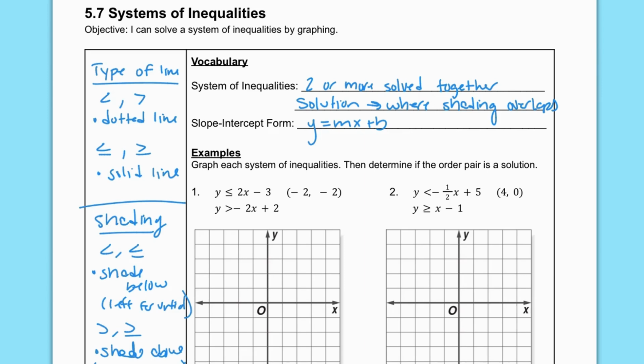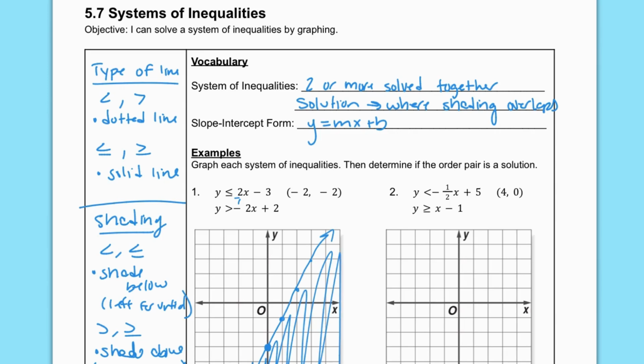Okay, so let's go ahead and graph number one. The y-intercept is -3. Put our dot at -3. Then our slope is 2 over 1. So we're going to go up 2 over 1 and repeat up 2 over 1, 2 over 1. And then this has an equal sign, so we want a solid line. We're shading less than is below, so everything down here.